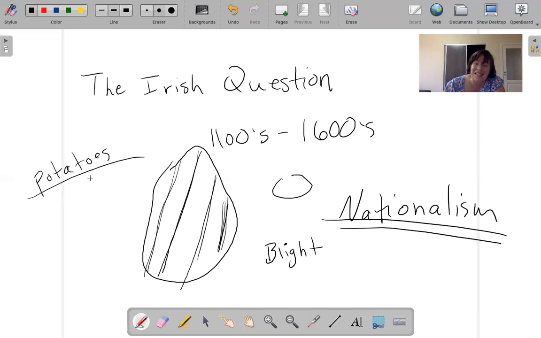Well, a blight hit the potatoes. And so the potatoes were not good. They weren't growing, and the ones that were growing were sickly. And so the Irish were literally starving while they were farming and making all this food for the British. They're not eating anything. They're eating sick potatoes.